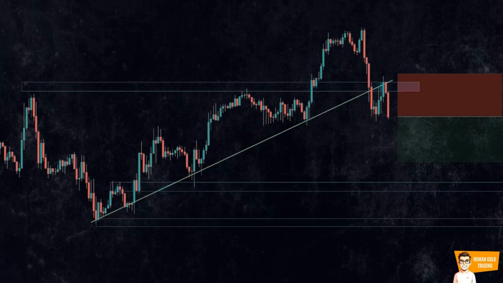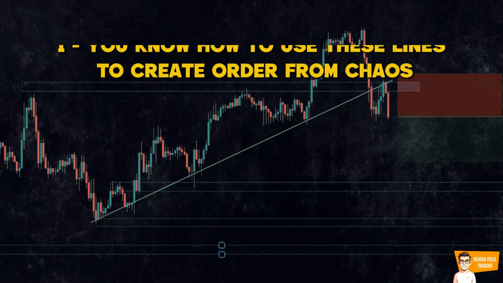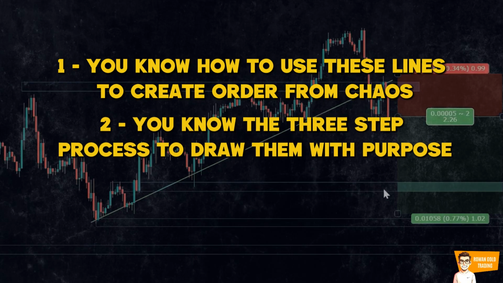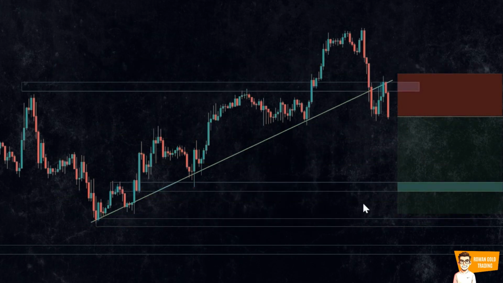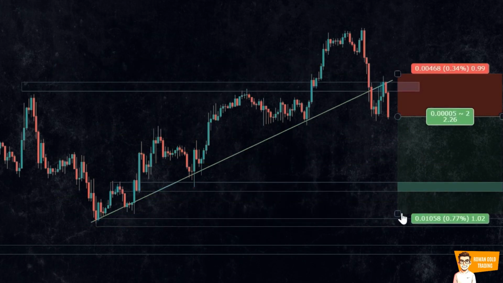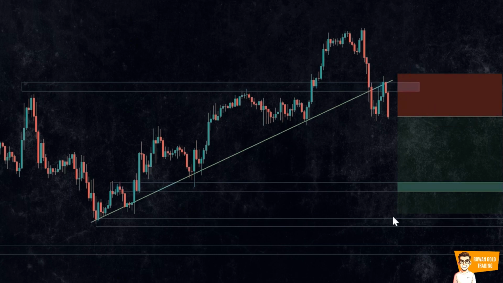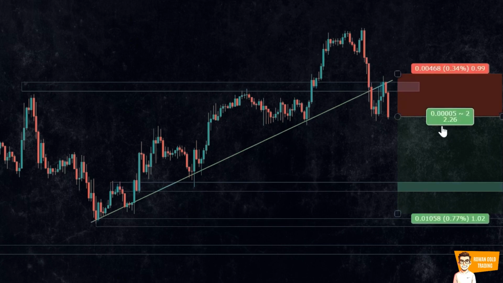So let's quickly recap your new toolkit. You know how to use these lines to create order from chaos. You know the 3-step process to draw them with purpose. Find the major swings, connect them, and get the most touches. You've got 2 main plays: trade the bounce for continuation or the confirmed breakout for a reversal. And most importantly, you know to always question the strength of a breakout before you commit.